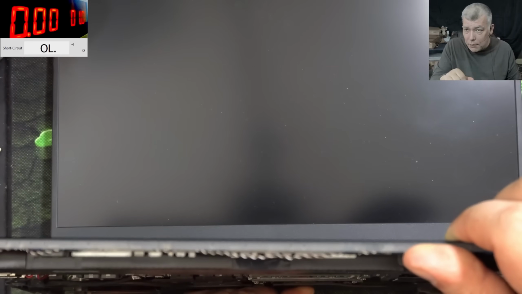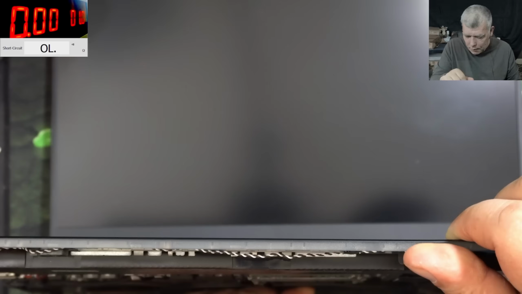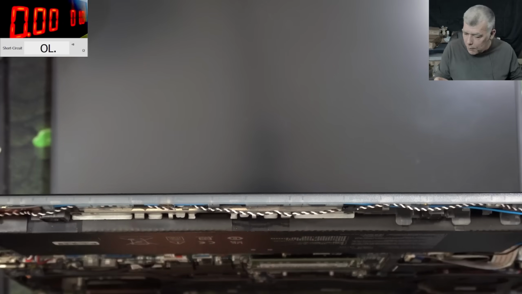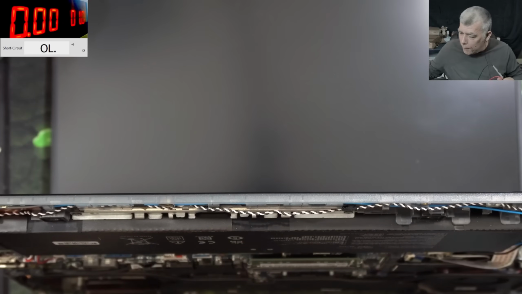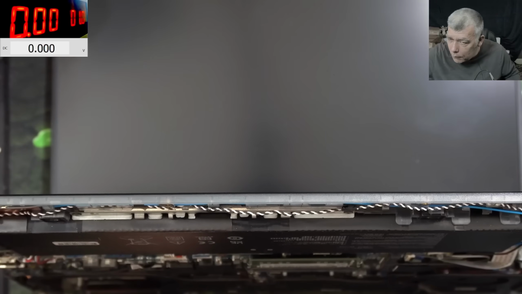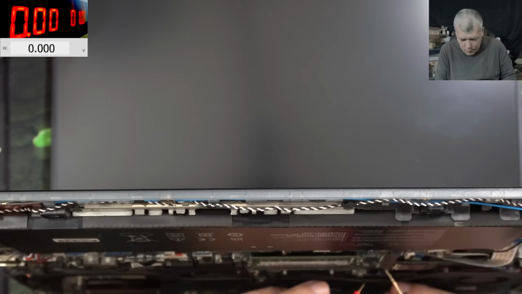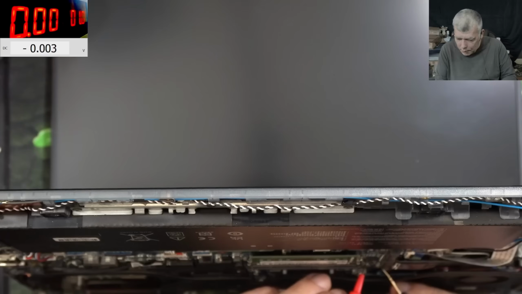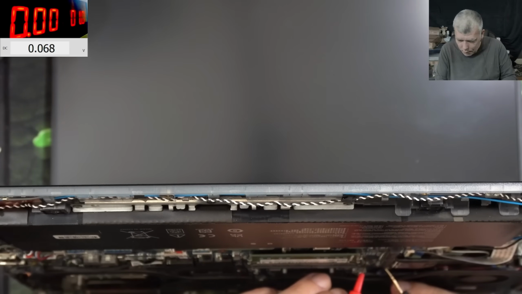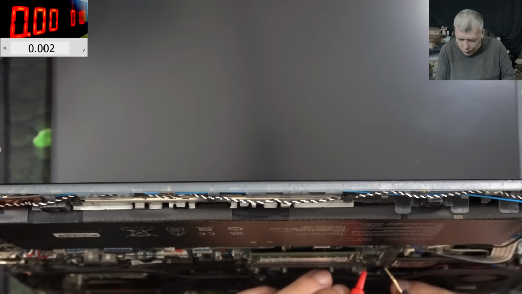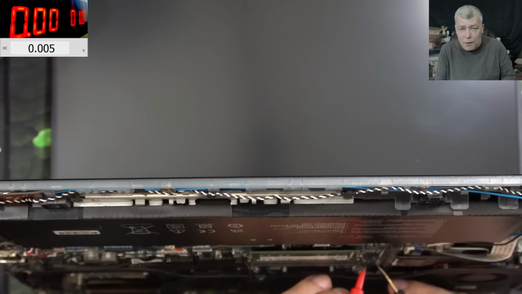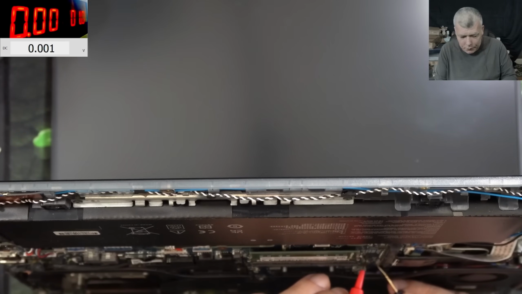Yeah, of course we reset the BIOS, so we have to wait a little bit. The fan is spinning at full speed. Okay, that's not okay. Let's check the RAM voltage. So the RAM voltage is 0 volts. We have no RAM voltage at all. No, nothing. 0 volts. I mean, definitely it will not work with 0 volts on the RAM memory.